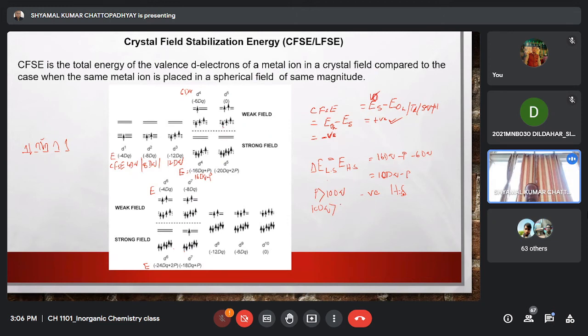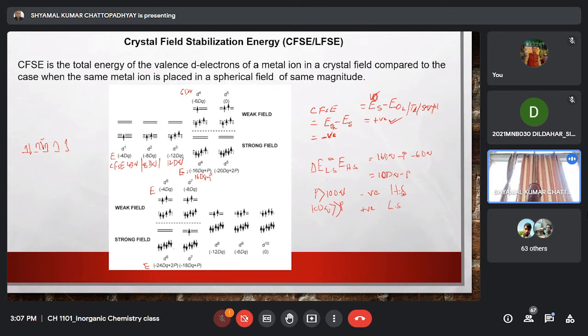is more than P, right? If 10 Dq is much more than P, then this is positive. So that means low spin stabilization energy is higher, and as a result of this, the low spin complex will be favored. So whether you will get a high spin complex or low spin complex, it depends on the fight between 10 Dq and P.